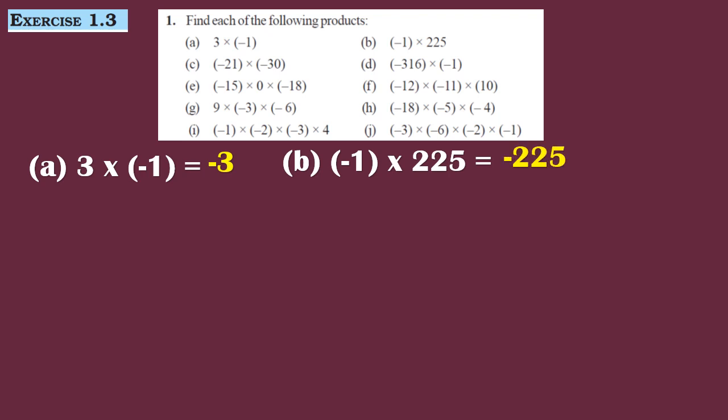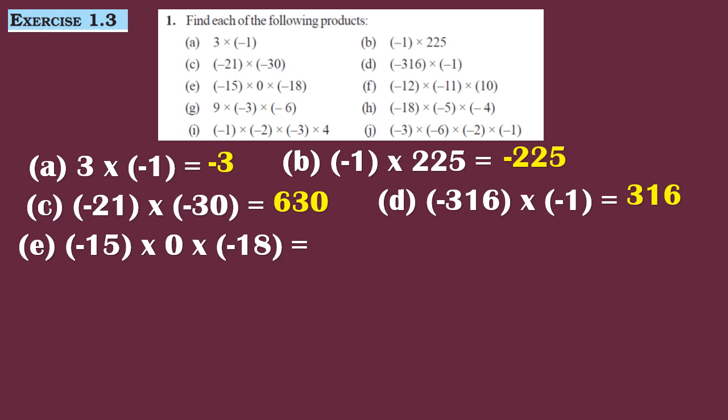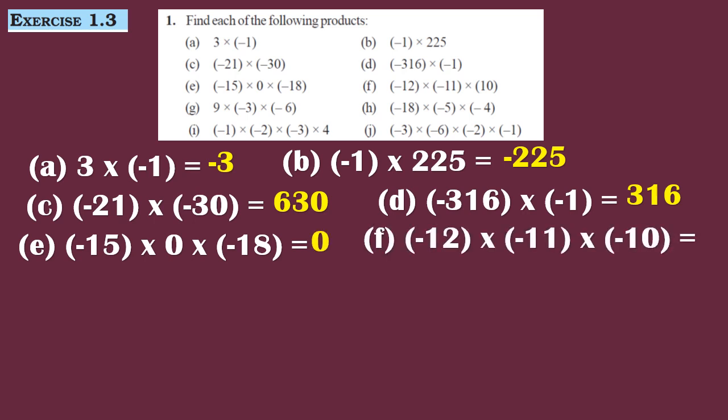So minus 225. Now minus 21 into minus 30 means negative into negative. That means it is positive. So the answer is 630. Minus 316 into minus 1, negative into negative is positive 316. Minus 15 into 0 into minus 18. So when 0 is one of the terms, definitely it will become 0. So answer 0.